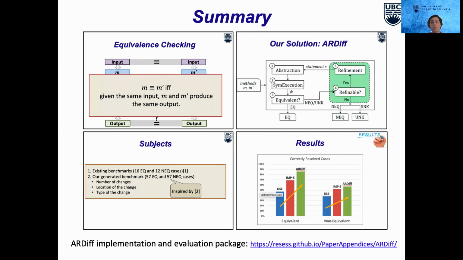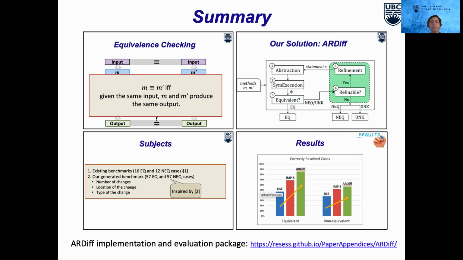To summarize, in this talk, we focus on the problem of proving equivalence of 2 versions of a program. Specifically, we focused on method-level functional equivalence established via symbolic execution-based approaches. We discussed existing symbolic execution-based equivalence checking techniques and their limitations, and then presented Rdif, our iterative abstraction refinement technique that mitigates these limitations and allows scaling the equivalence checking.